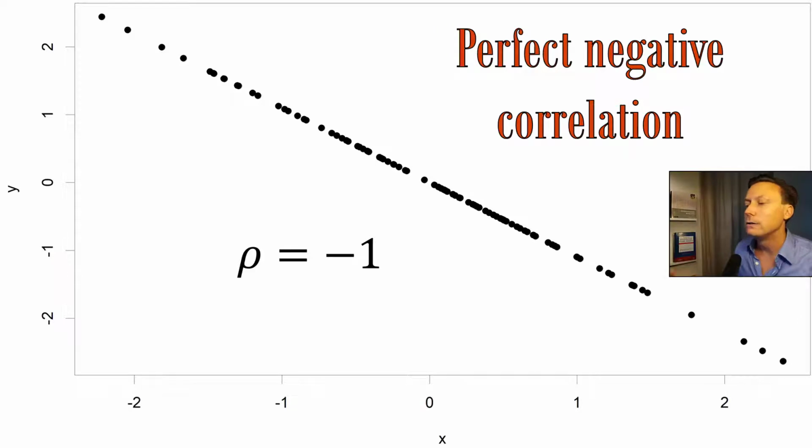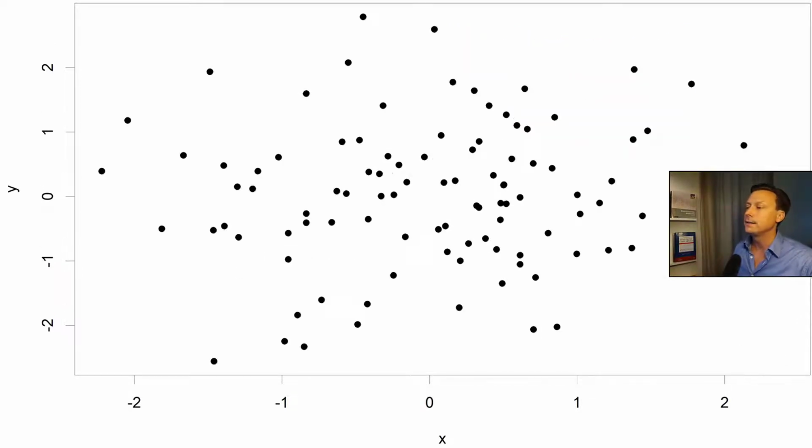The final one, I don't know if I would call it the extreme outcome, it's probably the most common outcome you're going to get, and that is that there is no relationship between the two random variables.